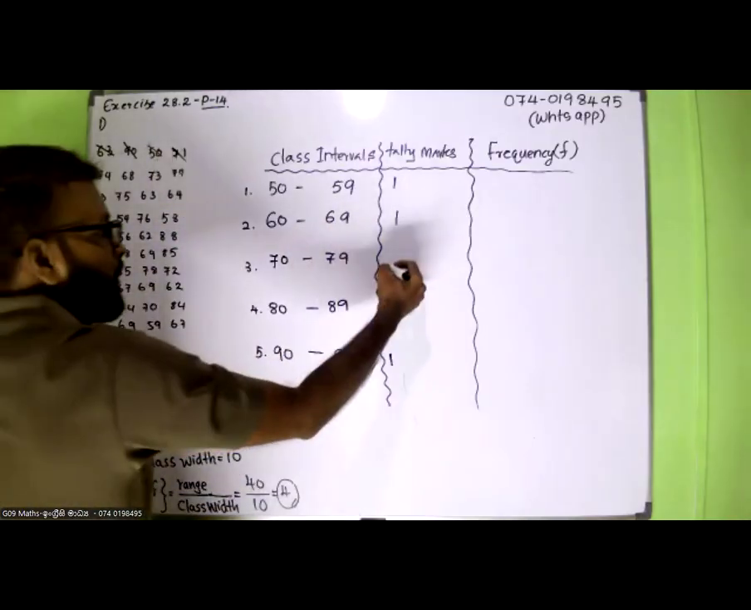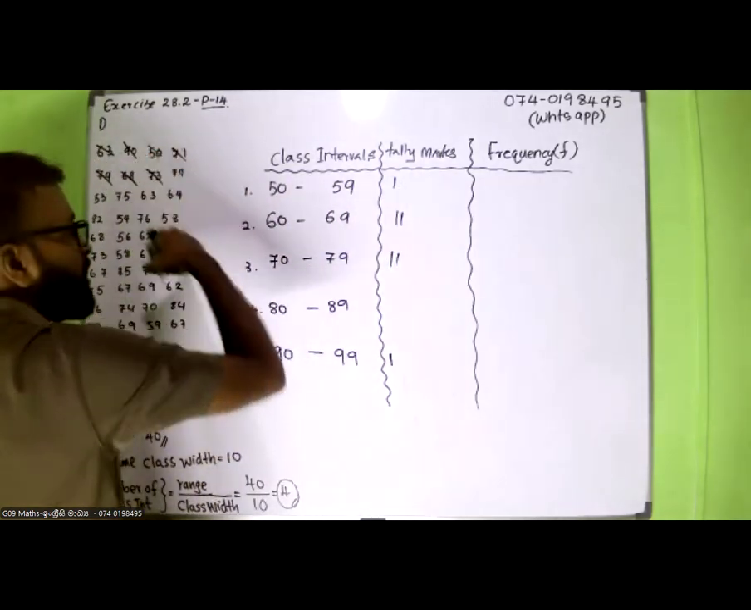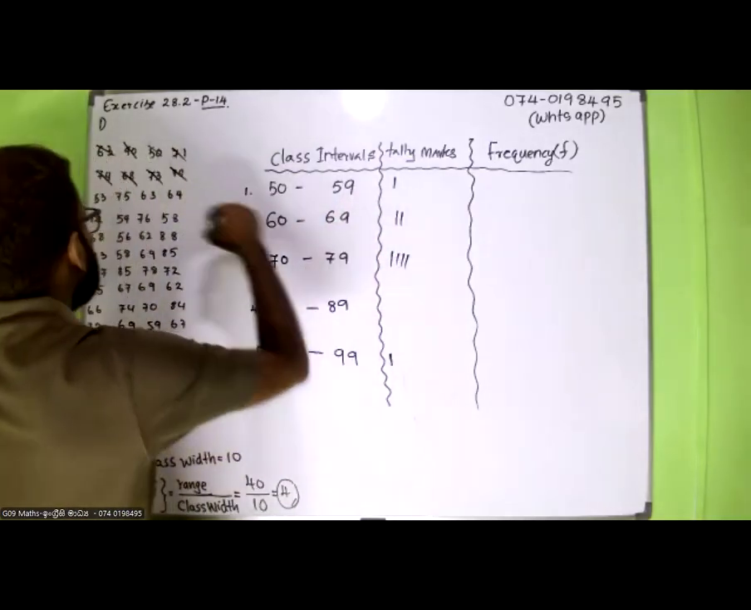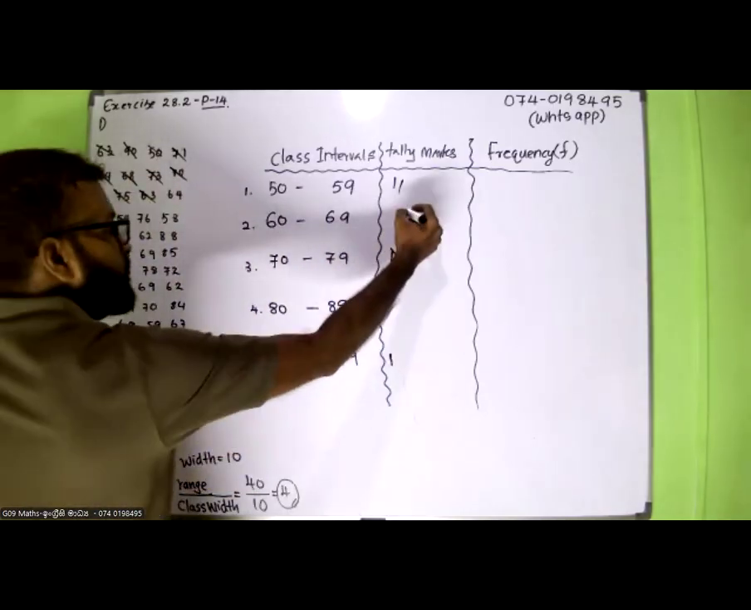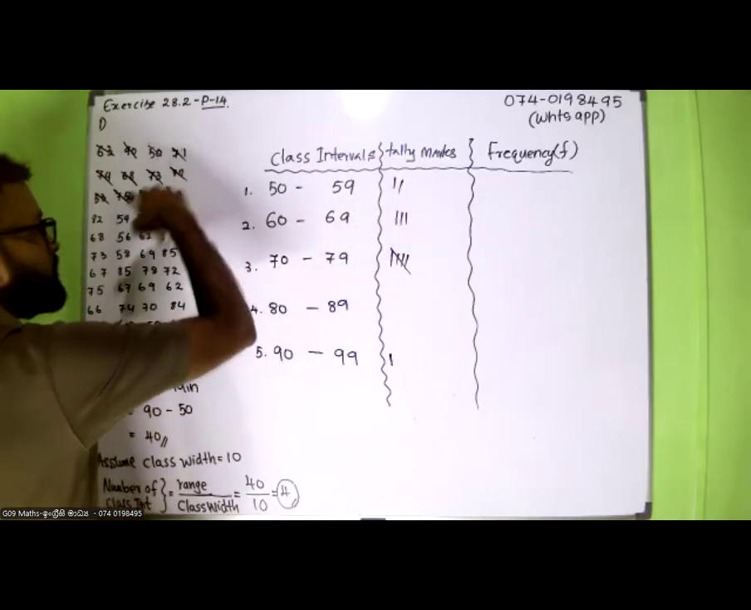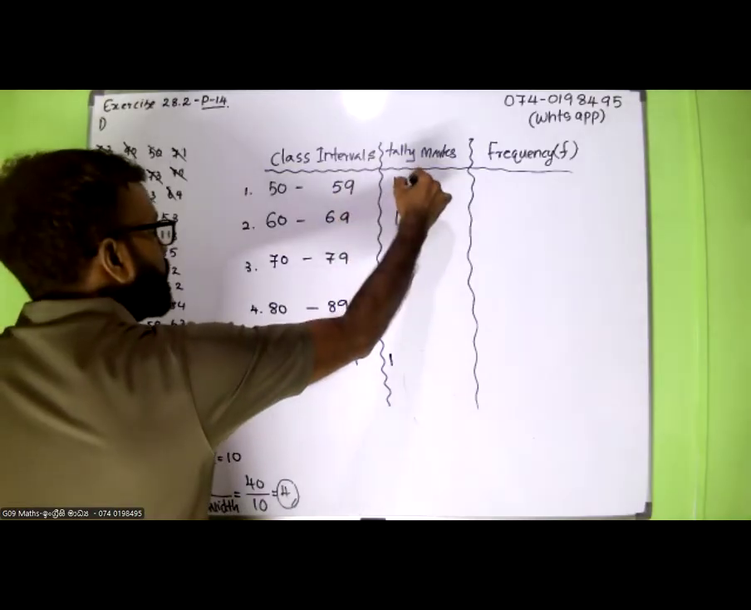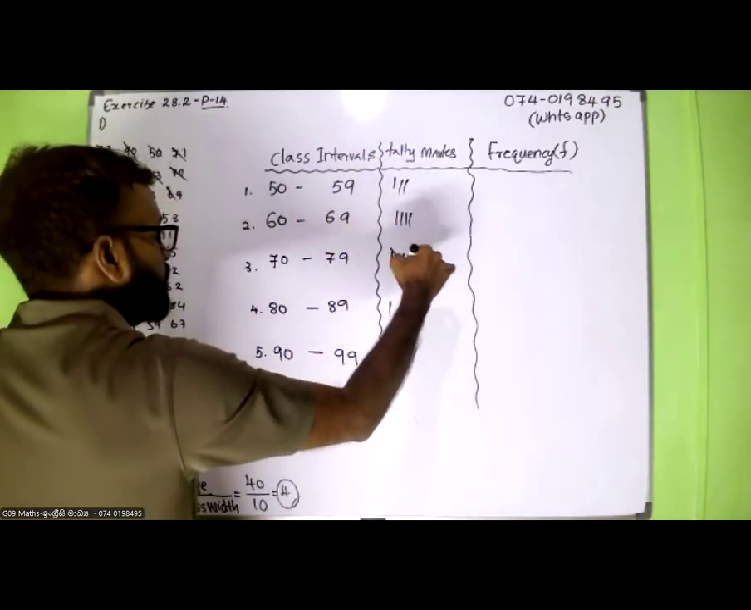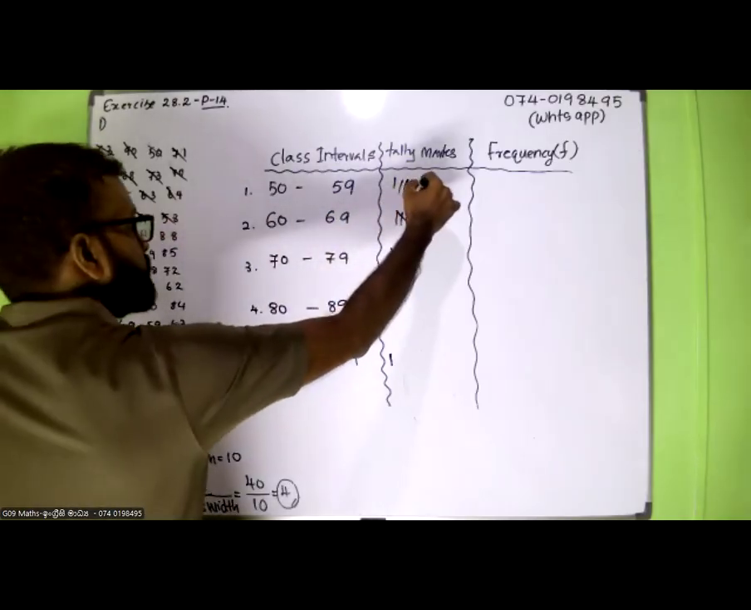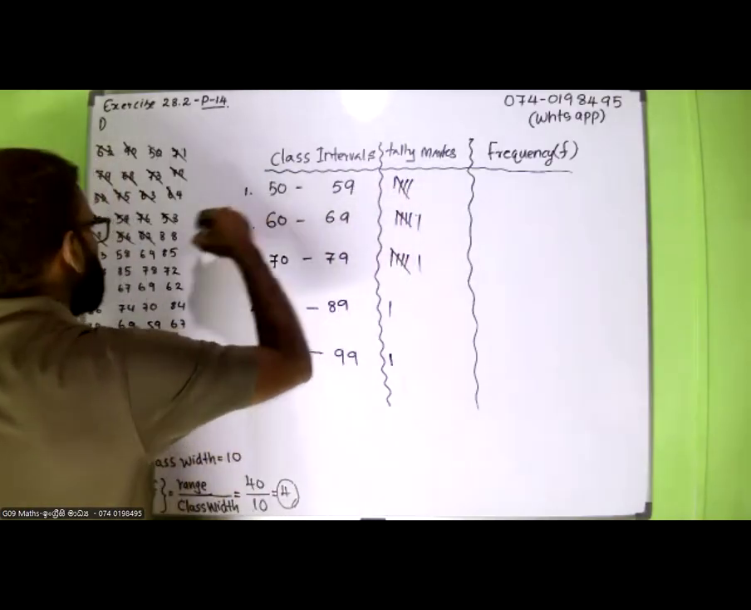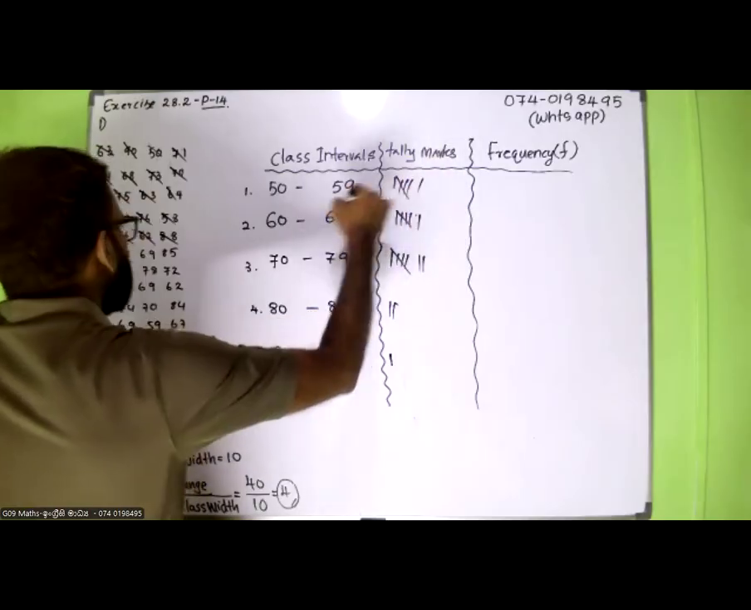Okay, next one, 71. 71 comes here. 74 here. 68 here. 73 here. 74 here. 53 here. 75 here. 63 here. 64 here. 82 here. 54 here. 76 here. 58 here. 68 here. 56 here. 62 here. 88 here. 73 here. 88 here.